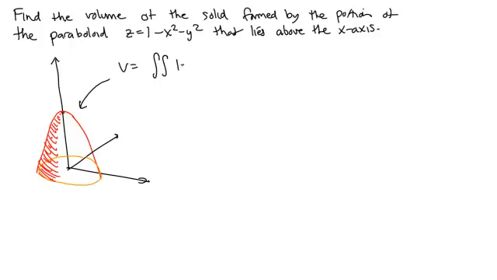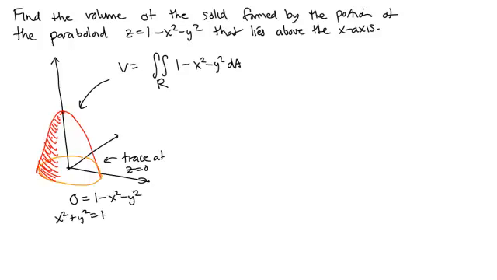We would integrate the function 1 minus x squared minus y squared dA over the region R, where R is going to be the region described by the trace at z equals 0. So what is that z equals 0 trace? Well, the z equals 0 trace would be 0 is equal to 1 minus x squared minus y squared, or x squared plus y squared is equal to 1. So that means that this region that we're integrating over is the inside of a circle of radius 1.